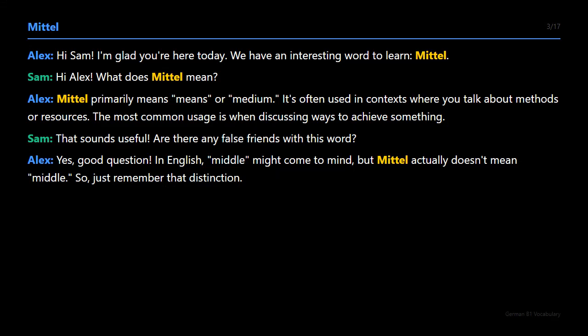That sounds useful. Are there any false friends with this word? Yes, good question. In English, middle might come to mind, but Mittel actually doesn't mean middle. So, just remember that distinction. Now, let's dive into the grammar.